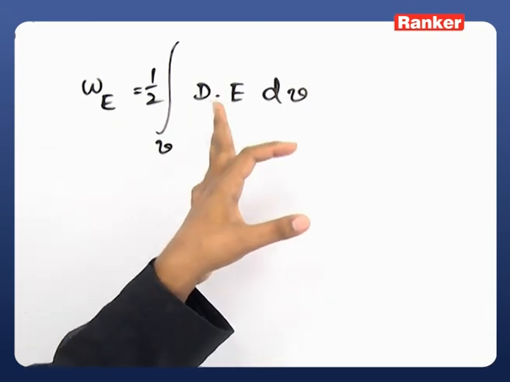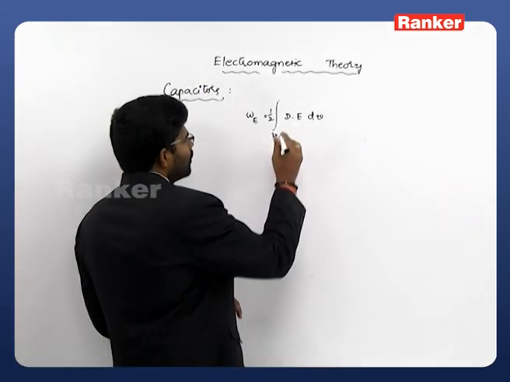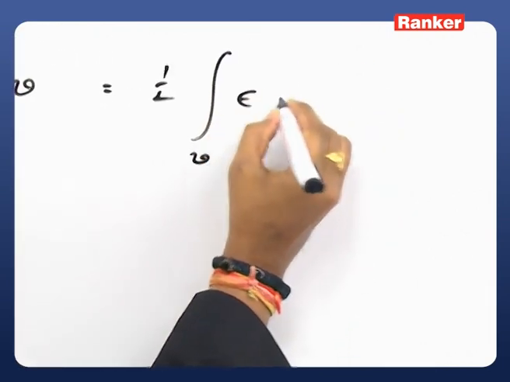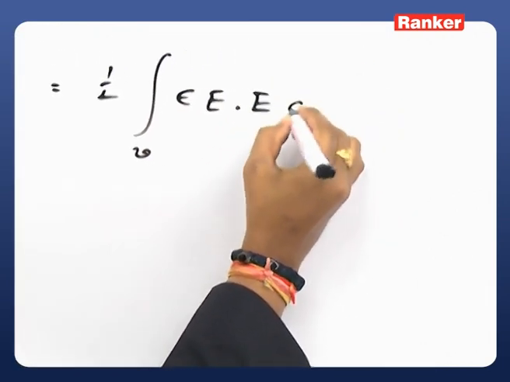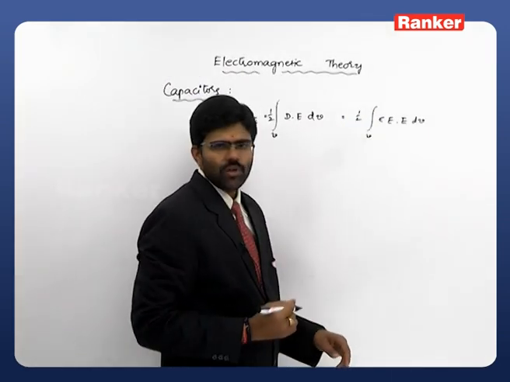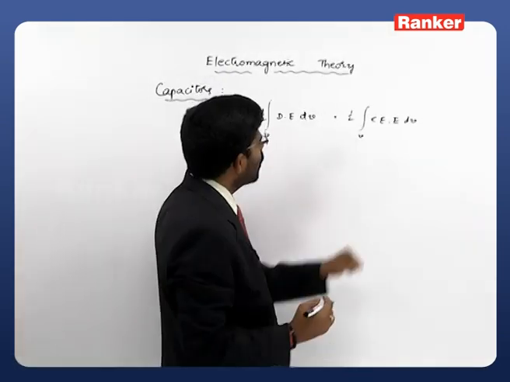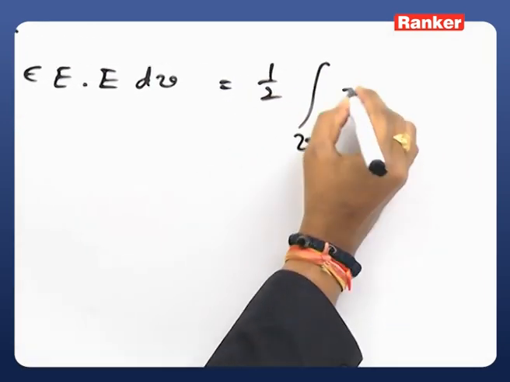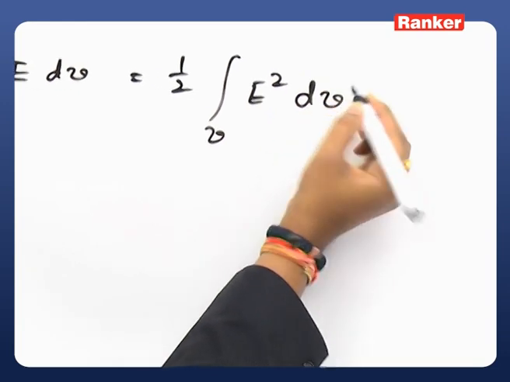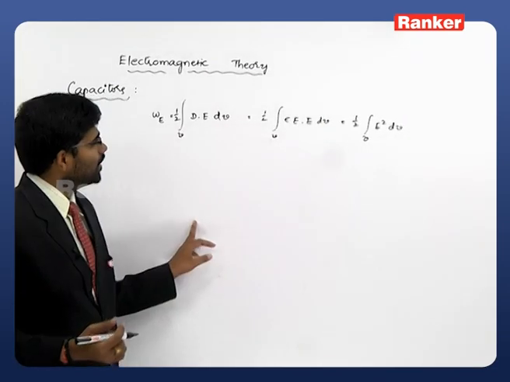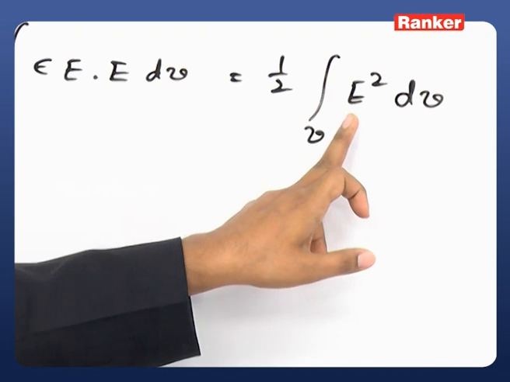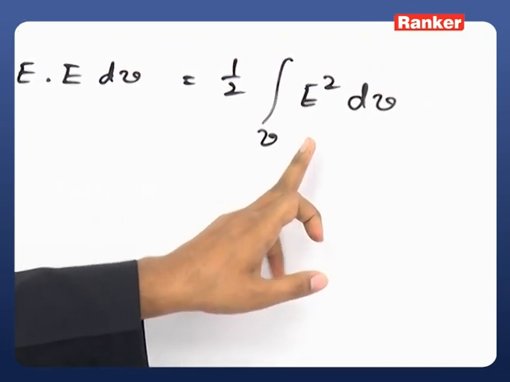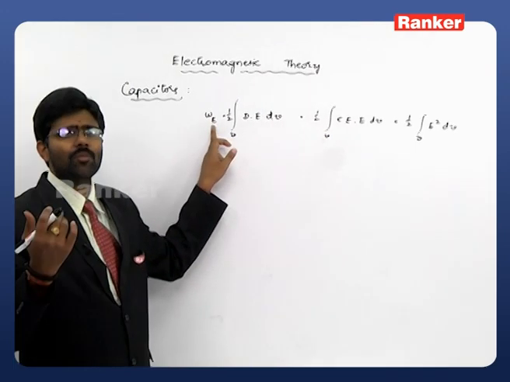So what we do is try to simplify this equation by writing D as epsilon E, so 1 by 2 volume integral of epsilon E dot E dV. That is what we have here, right? E dot E is always E square. So this can be written as 1 by 2 volume integral of epsilon E square dV. If we substitute the electric field intensity equation here, definitely what we get is the total energy stored in any type of capacitor.